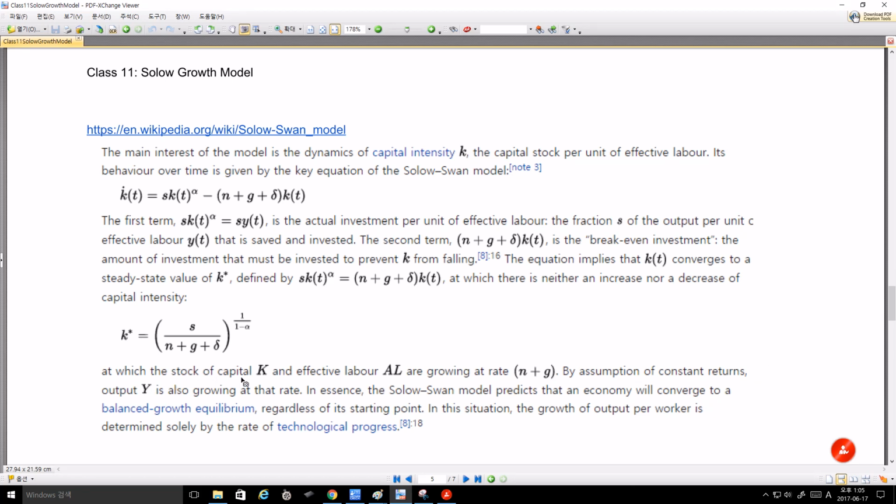Again, at this point the stock of capital K and effective labor AL, because small k is K over AL, are constant, so they should grow at the same rate. Otherwise it's not constant, it changes over time. Only when growth rates are the same do they remain constant. So because AL is growing at n plus g, K should grow at n plus g. So both K and AL are growing at rate n plus g. By the assumption of constant returns, output Y also grows at that rate.